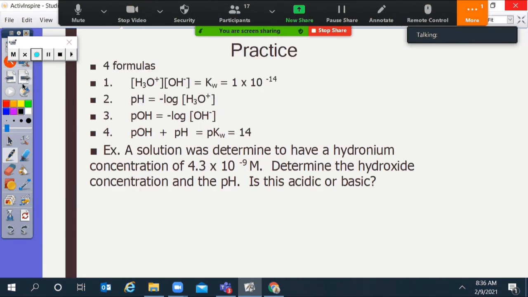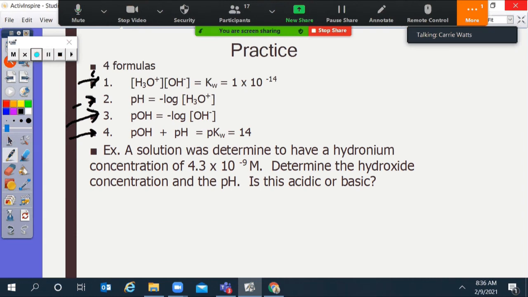So now we got four formulas here. We got our first formula with our equilibrium for water. We got our second formula, which is getting the pH from the negative log of the concentration of hydronium. We got our third formula, which is pOH, getting the negative log of OH. And then, of course, we got our fourth formula, which is pOH plus pH is the pKw, which, of course, equals 14. So let's read this example here together and solve.